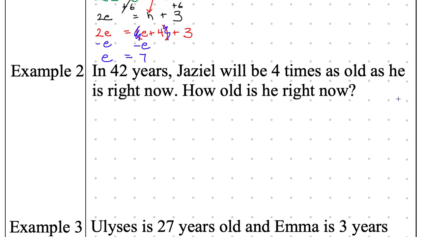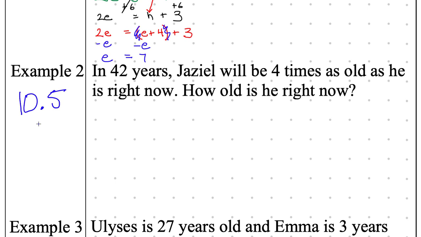42 divided by 4. What is 42 divided by 4? 10 and a half. So he's 10 and a half years old? Okay, so we'll write down maybe that is the answer. 10.5.